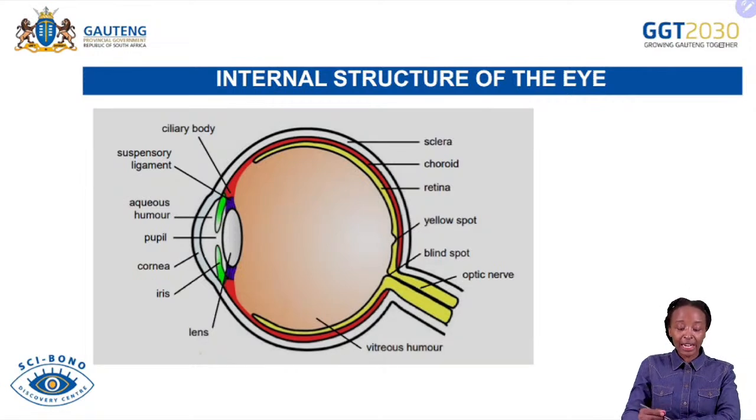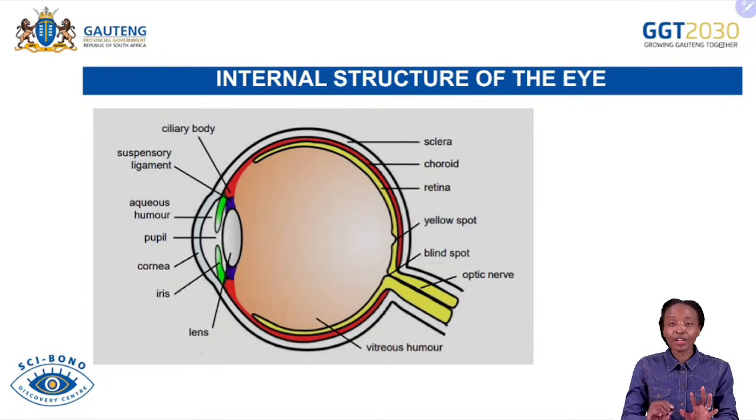So what we're looking at here are the different layers, the first three: the sclera, the choroid, and the retina. These are the three layers of the eye, and then all the different parts. So what we're going to do next, we're going to look at each part and the function or the role that it plays. So this is the diagram that I'm referring to.